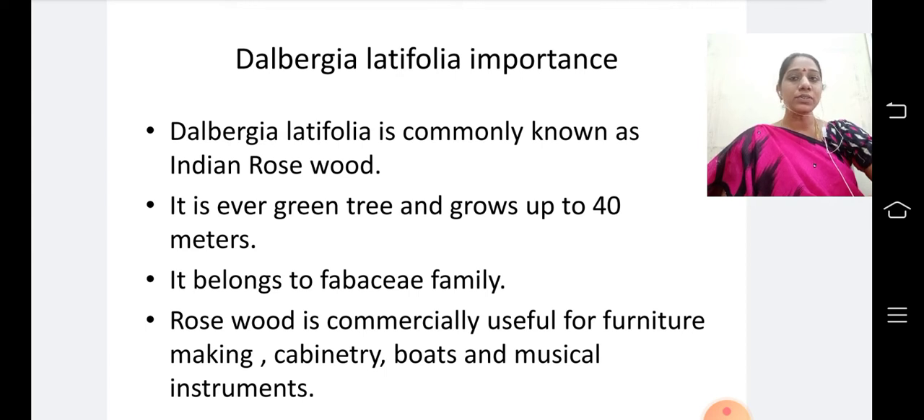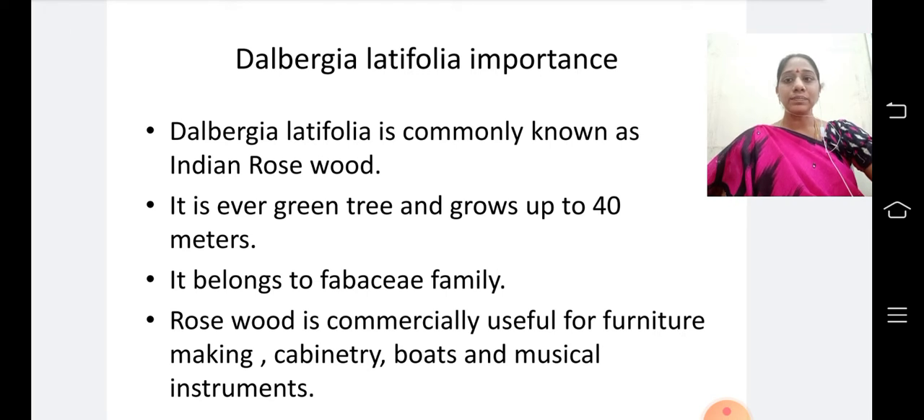And coming to the morphology, a very straight trunk is present. Leaves are alternate or odd pinnate, with 3 to 7 unequal sized orbicular leaflets. Axillary panicles are present, so the inflorescence is panicles and the fruit is a lanceolate pod. Properties of wood: the wood is differentiated into sapwood and heartwood. Sapwood is pale yellow in color, whereas heartwood is dark purple in color.